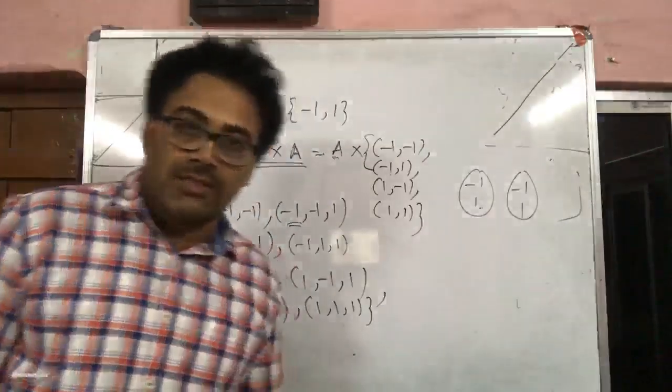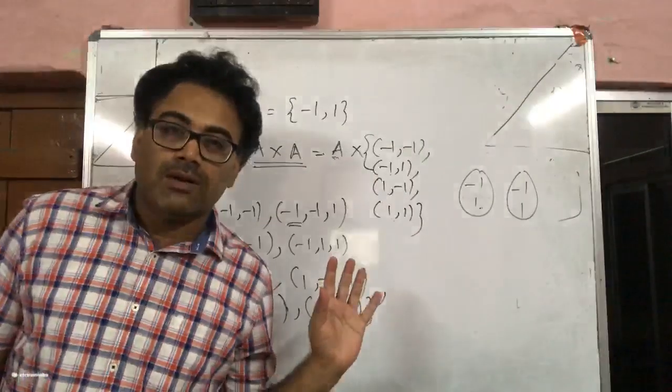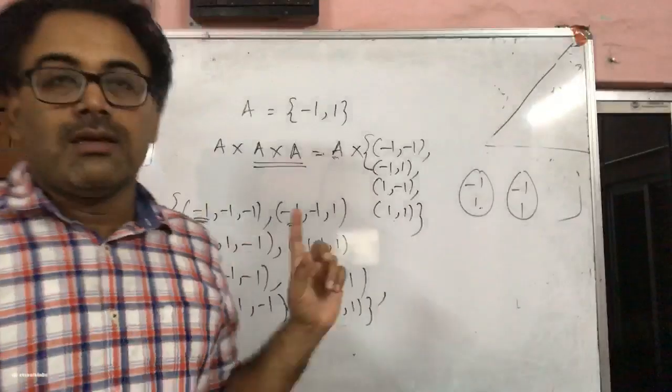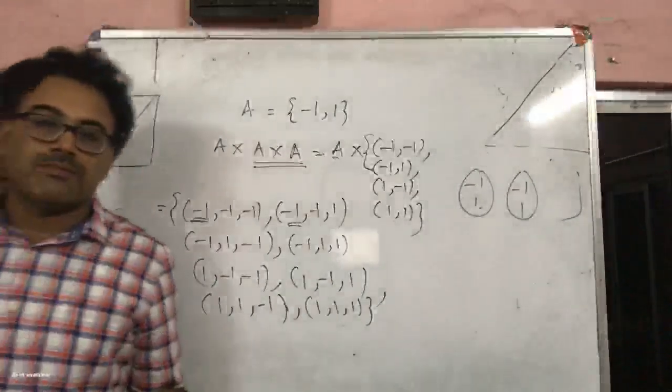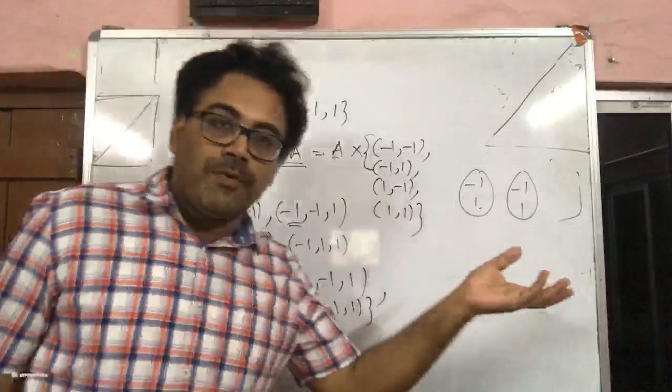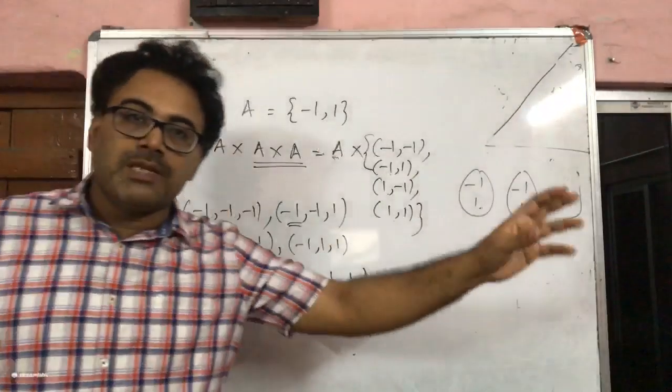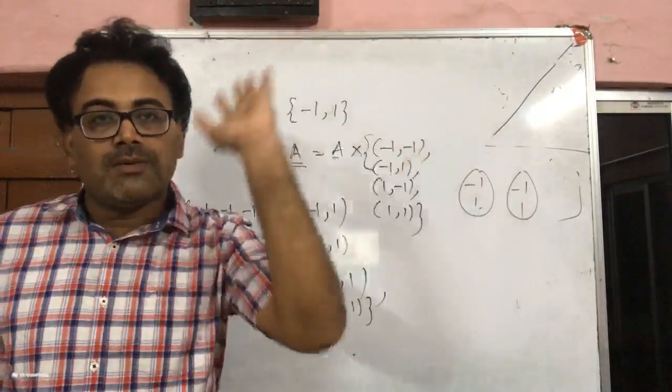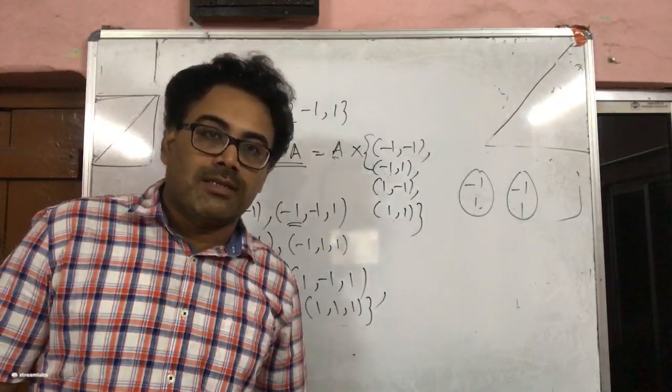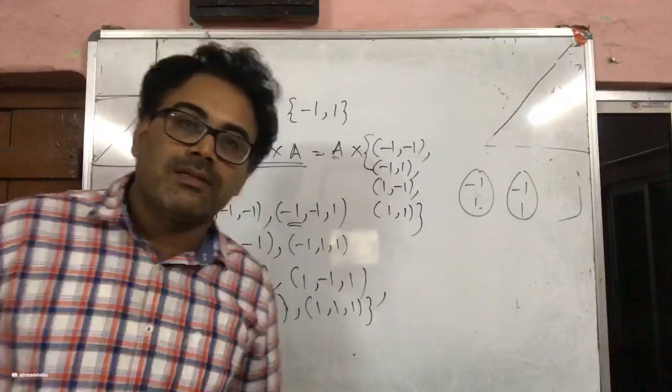So this is A cross A cross A. Ordered triplets here. Basically it came from ordered pair. The set of ordered pairs are linked to the elements of other set. Triplet হয়ে যাবে, ঠিক আছে?